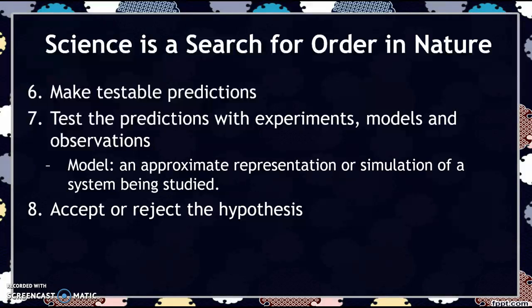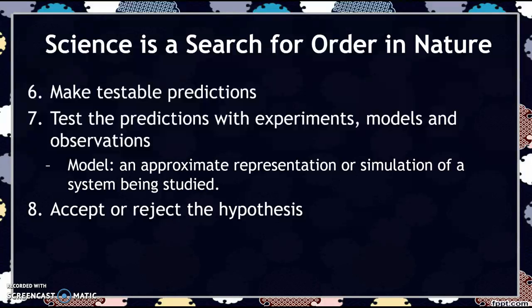The sixth step is to make some testable predictions. Seventh step is to test your predictions with experiments, models, and observations. One of the things you're going to see a lot, especially in environmental science, is that doing an experiment out in nature isn't really controlled. We can't do it, or it's too big that it's not feasible for us to actually do a test on the entire Earth's wind patterns.